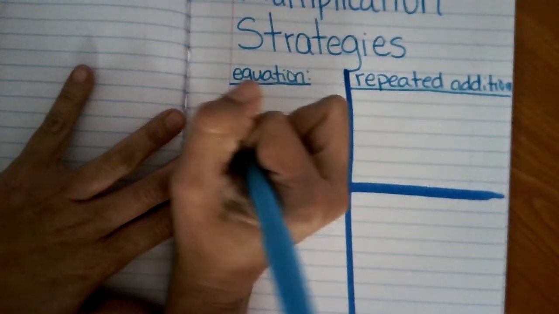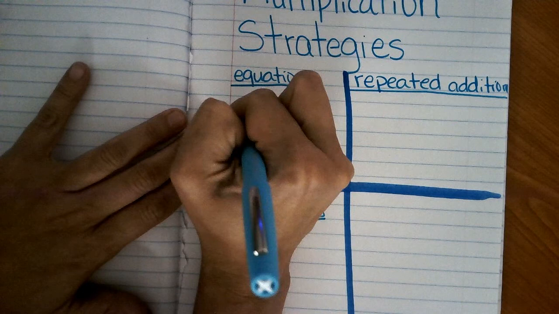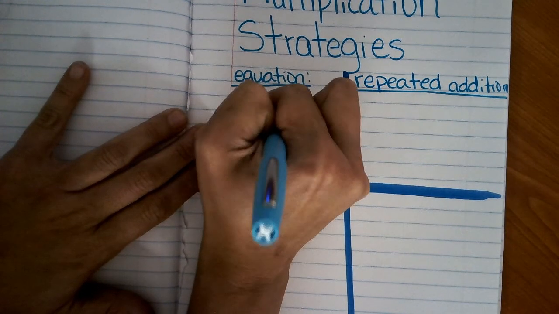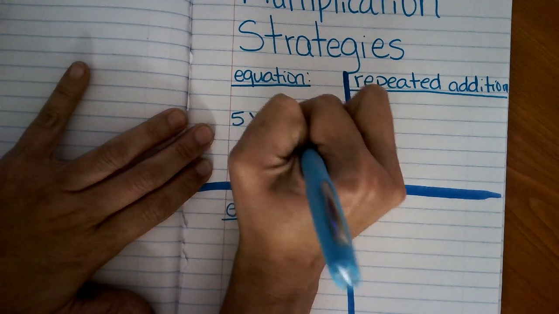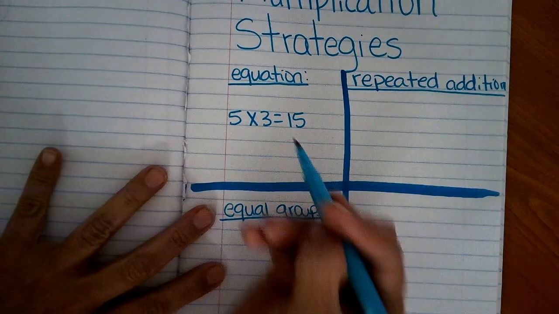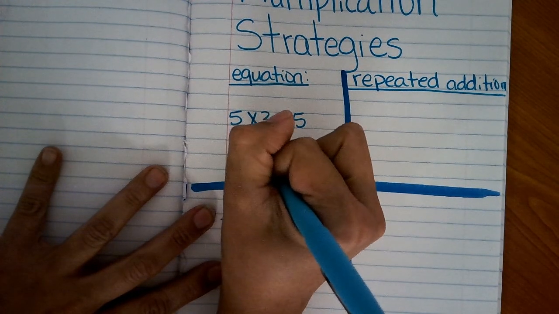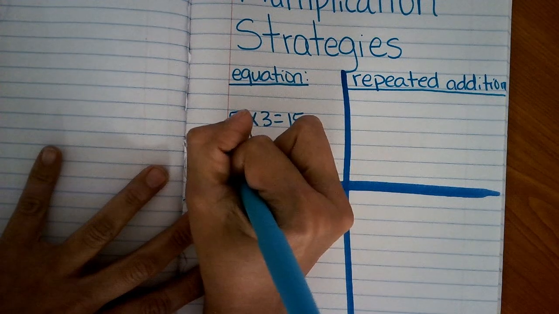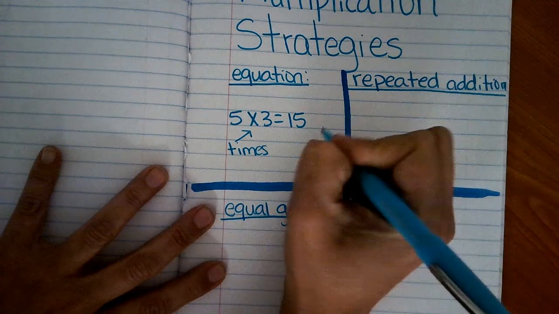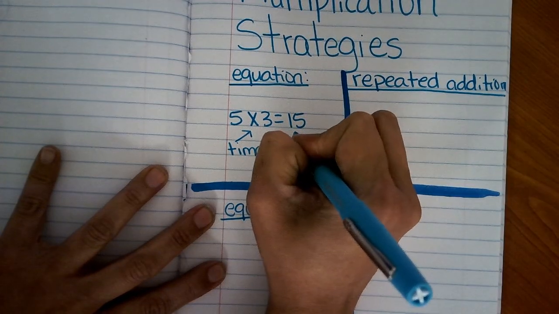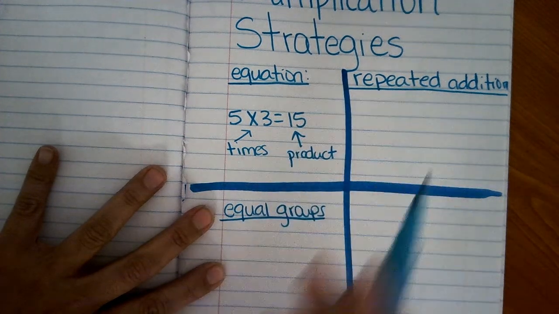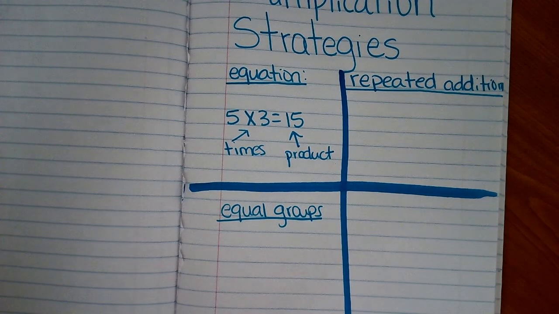The equation that we're going to be doing is 5 times 3 equals 15. Okay, this is a multiplication equation or a multiplication sentence. Now this X right here in the middle, when we read it we say times. Okay, this answer right here in a multiplication is called the product. So the product of 5 times 3 is 15.